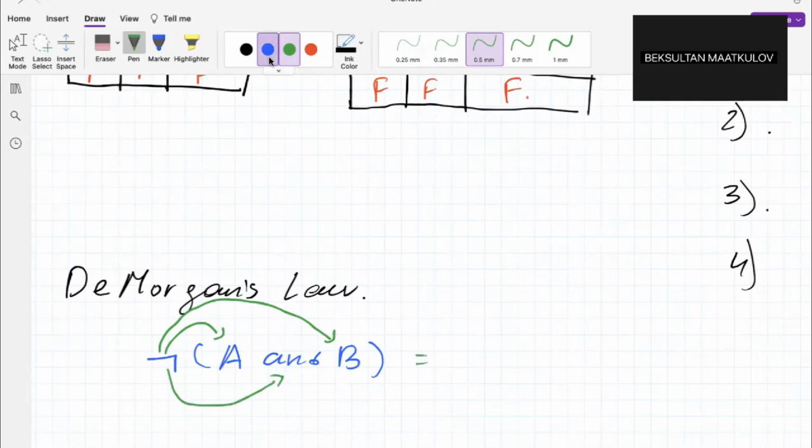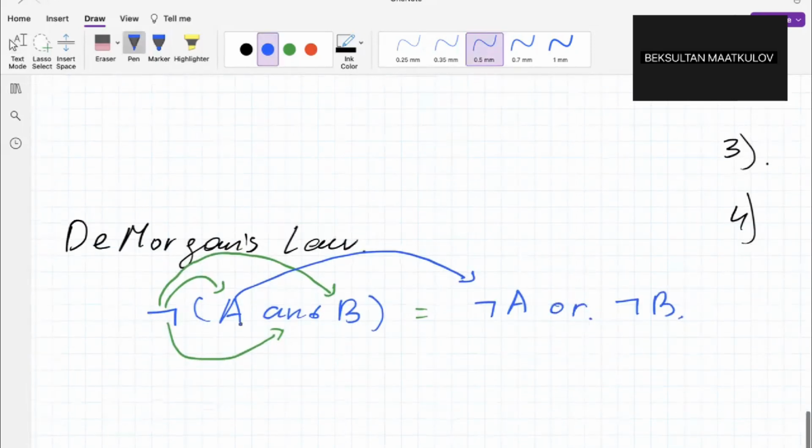And basically, DeMorgan's law states that not (A and B) is the same as not A. So you distribute not to A, and you'll have not A. You distribute not to B, you'll have not B. And you distribute not to the and, and you'll have or. So and becomes or. And this is the law: if you have not (A and B), this is the same as not A or not B.